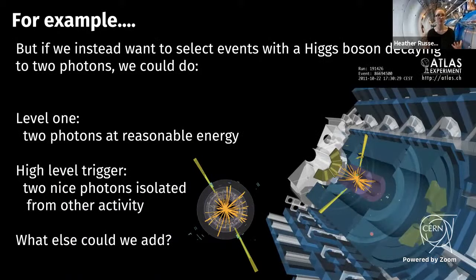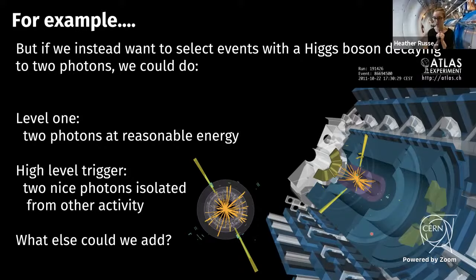But for instance, if instead we wanted to select events with a Higgs boson decaying to two photons, what we could do at level one, for instance, is ask if there's just a photon. We could do that, but that would probably be pretty high rate. So instead, we know there's two photons in every event because the Higgs boson decays to two photons. And we're going to need those two photons to look for the Higgs offline when we do our analysis. So we want them in the trigger as well.